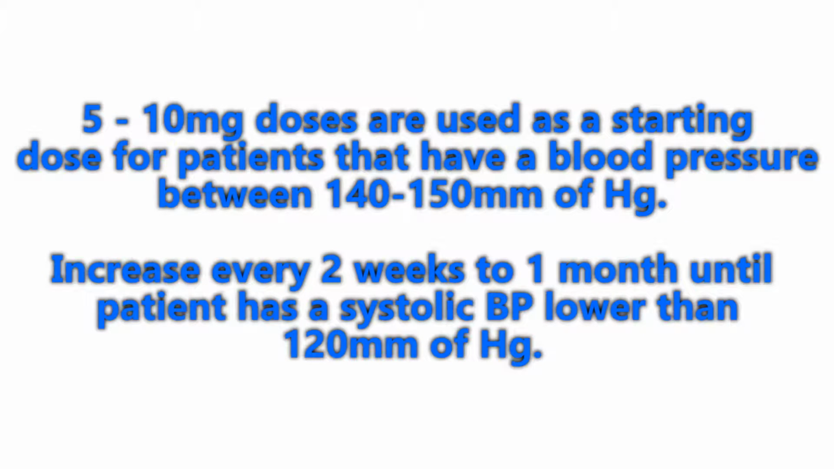The 5 to 10 milligram dose is used as a starting dose for patients that have a blood pressure in the 140s to 150s millimeters of mercury, increasing every 2 weeks to 1 month until the patient's systolic blood pressure is less than 120 millimeters of mercury.